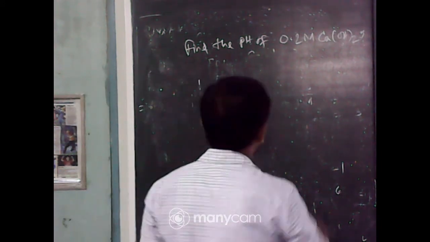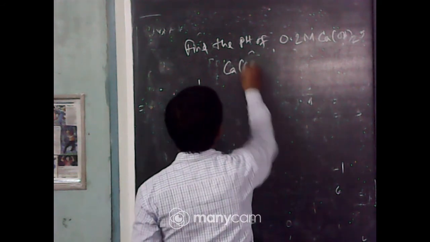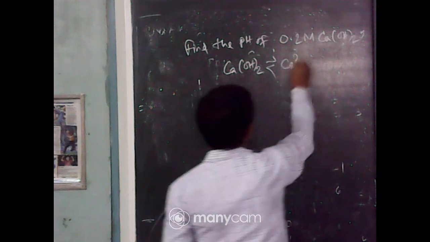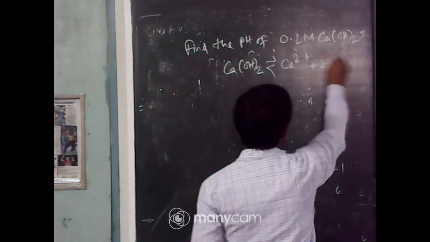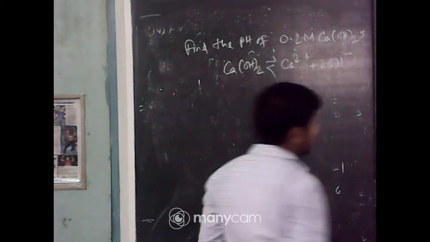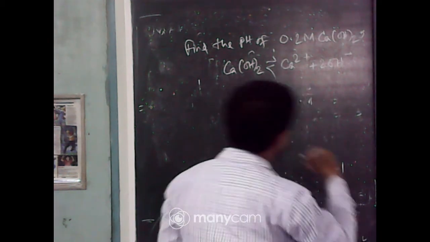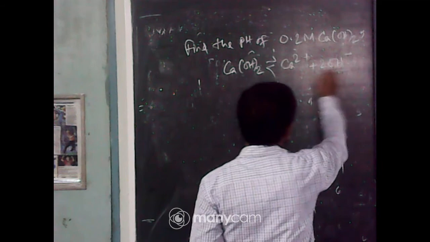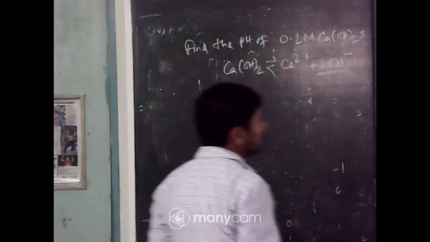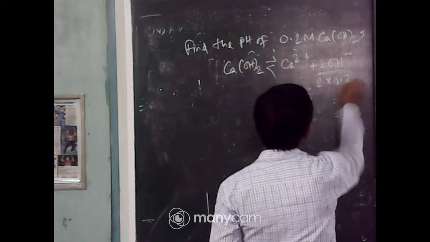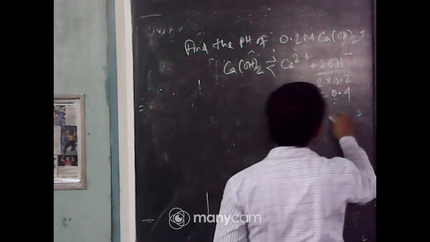So, first of all, Ca(OH)2 is equal to Ca2+ plus 2OH-. Just the concept from the previous one, here the concentration of OH- will be doubled, that is 2OH-. So, 2 into 0.2, that is equal to 0.4.